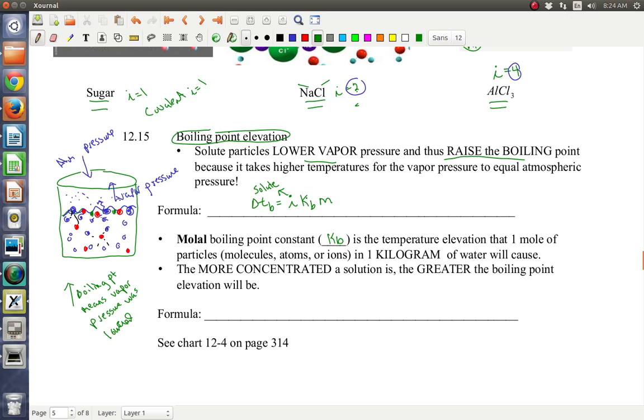All right, this K sub B has to deal with the solvent. So it's the molal boiling point constant of the solvent, and the m is the molality, and that has to do with the whole solution. So that way you'll be putting all these things into this formula. Another formula you're going to need is delta T sub B equals T2 minus T1, or you could say T final minus T initial. All right, we're going to use these formulas now.